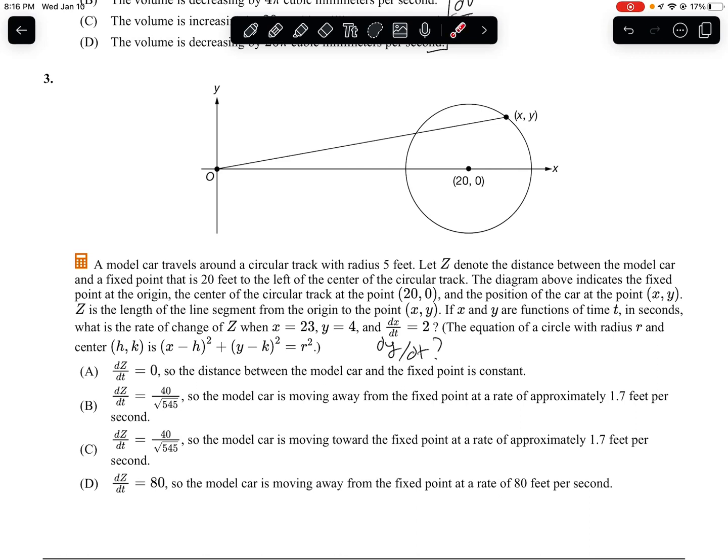I'm going to go ahead and use their hint here. Let's think about what these variables are. The h and the k, that is the center of the circle. So that's 20 and 0. Those are literal numbers. I have x, I have y. When I differentiate this function, guess what's going to appear? My magical dy/dt that I need, and a dx/dt, which I have. So I'm going to get a whole bunch of numbers and a dy/dt. This radius is also just a number. It's going to be 5.